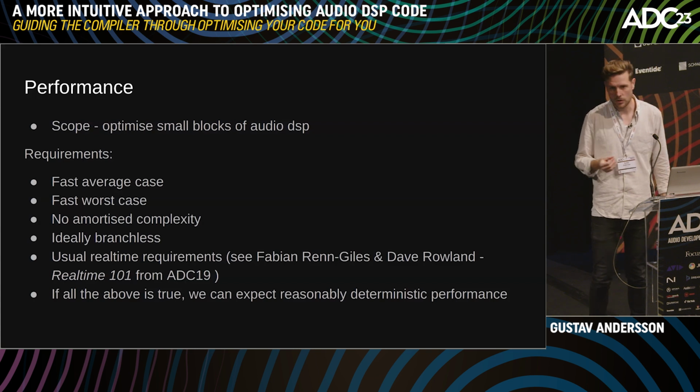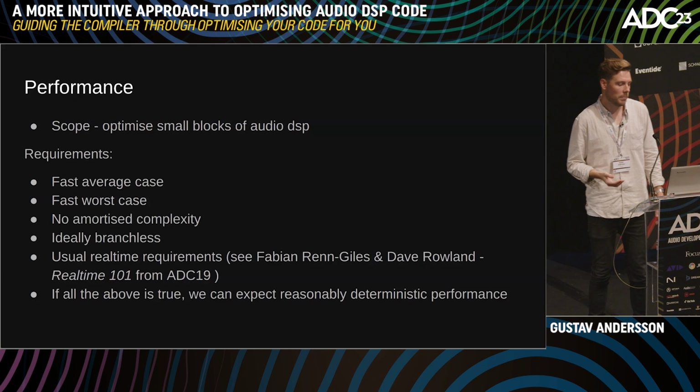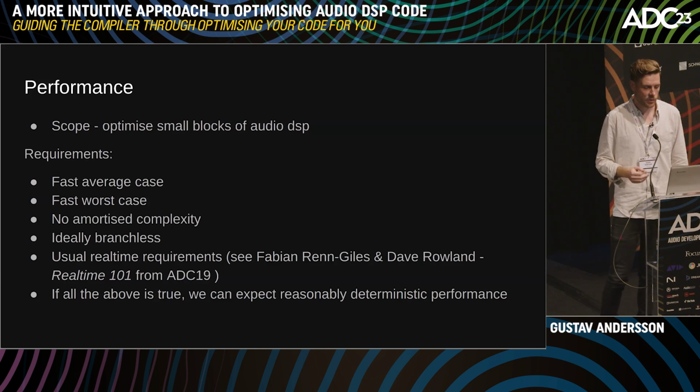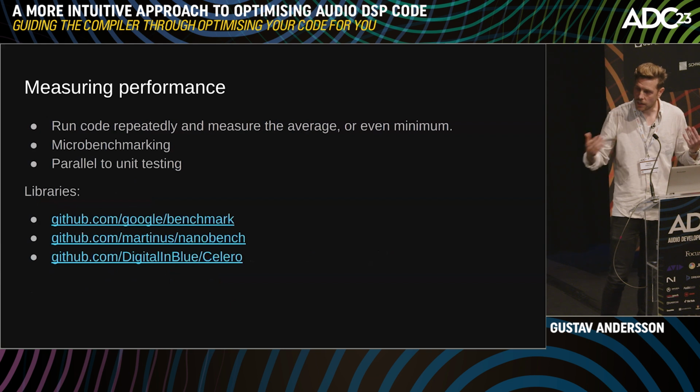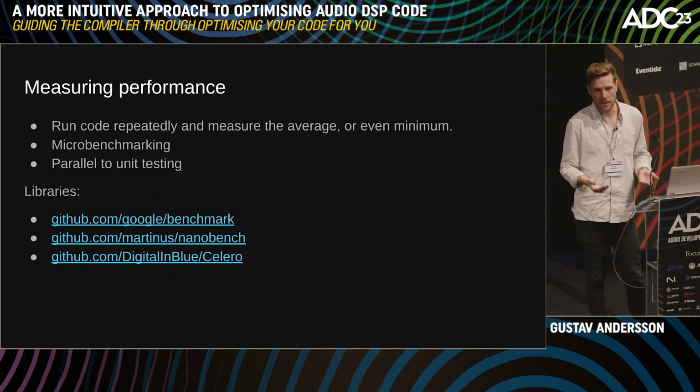And ideally, we want it to be branchless, because branches can be expensive, they can be mispredicted, and they introduce a dependency on the data. And also the usual real-time requirements of no locks, allocations, and so on. But this has been covered in a number of previous talks at ADC.